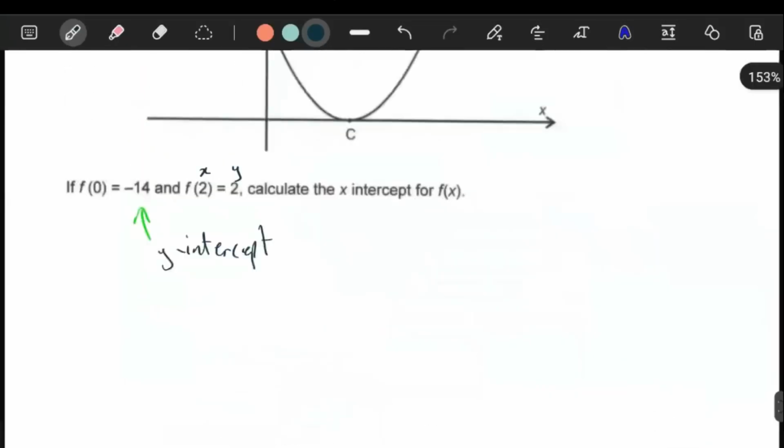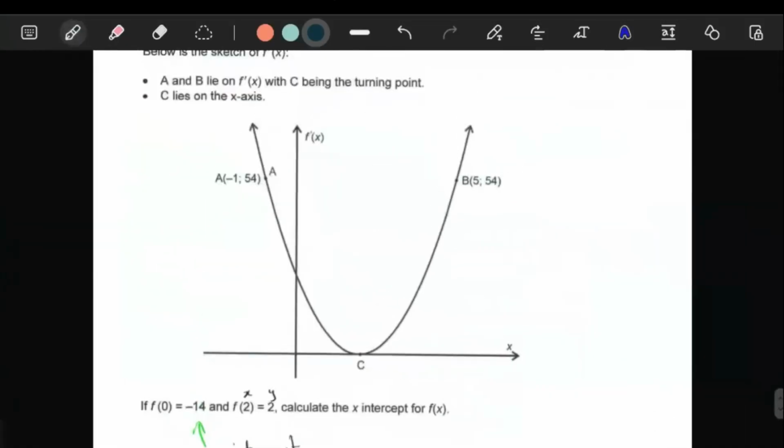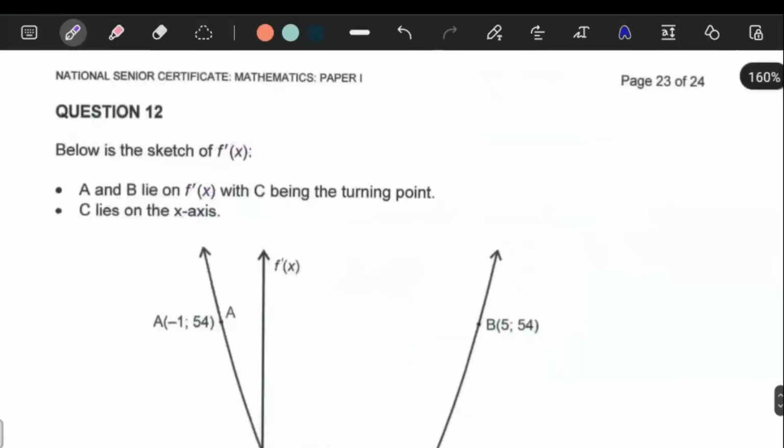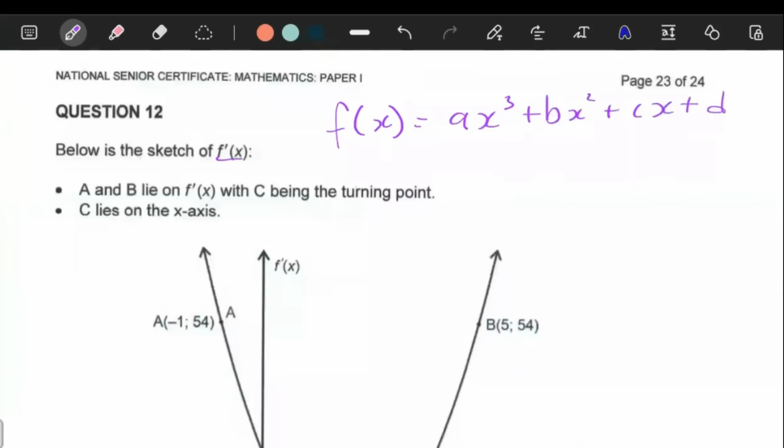But anyways, let's see. The idea is you have to remember that your original equation, you don't know what it looks like, but if its first derivative is a parabola, it means that the original equation is a cubic function. That's given information that you just need to know. Because when you differentiate this cubic function, you get an equation of a parabola, which is what is sketched down here.